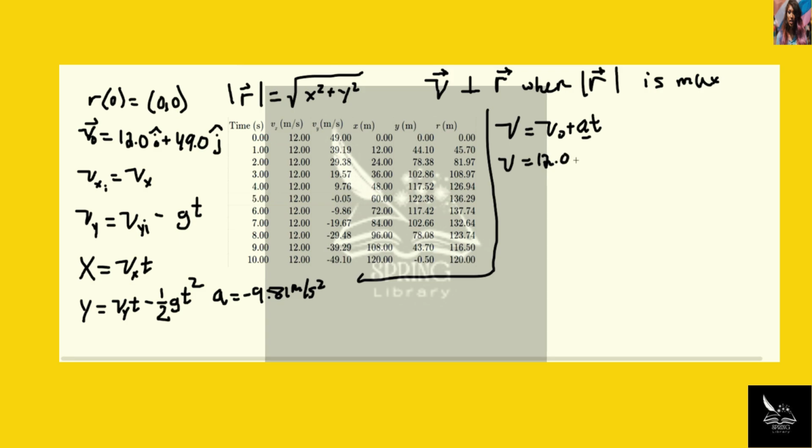So we'll get 12.0 in the i direction, plus, using my parentheses here, we have 49.0 in the j direction, minus the 9.81 meters per second squared times t, also in the j direction. So that's why we have these guys grouped here together.